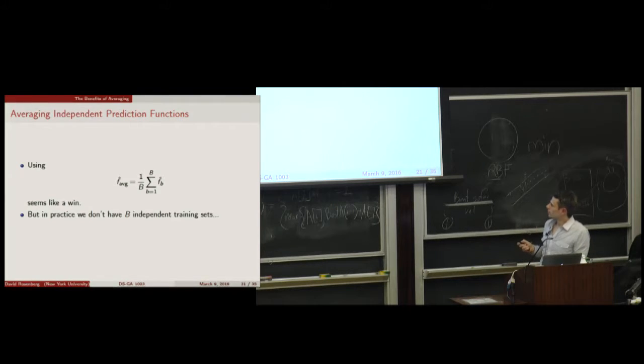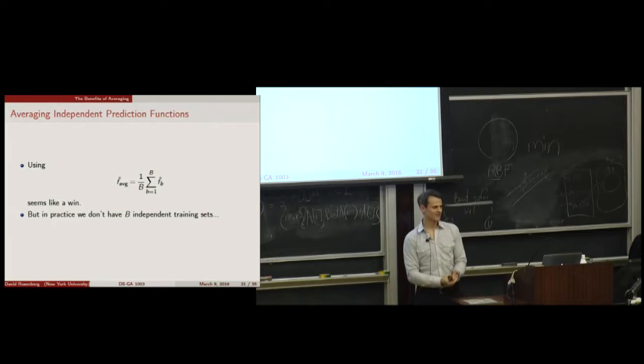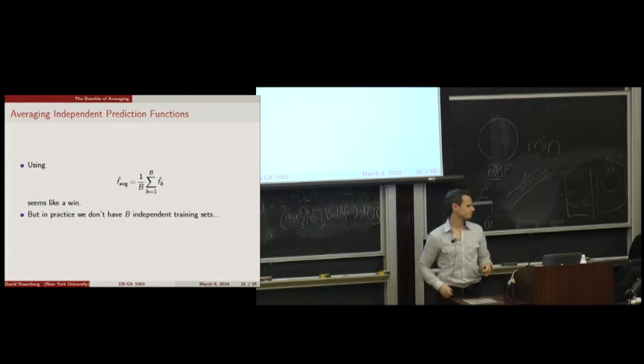So what do we do because we don't have the B independent training sets? And now we have a possible answer. Yeah, exactly. So instead of hypothesizing that we have B independent training sets, let's give a try to taking B Bootstrap training sets and training on each of these, and then averaging those.